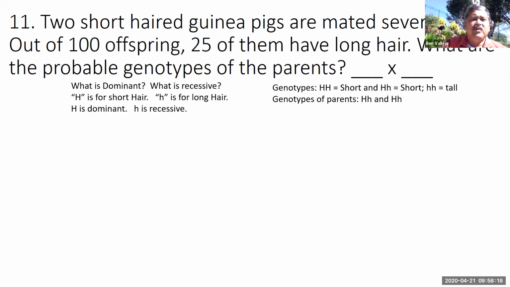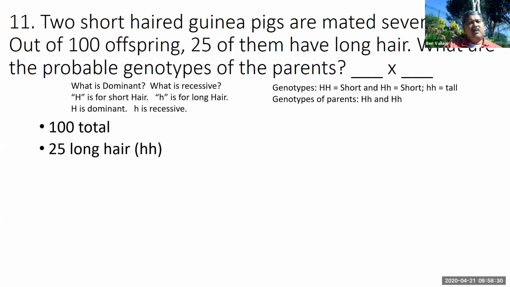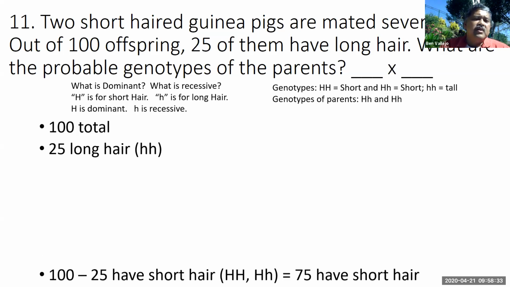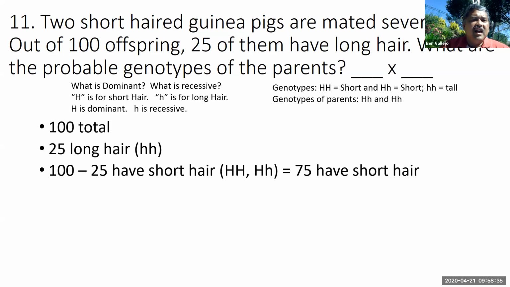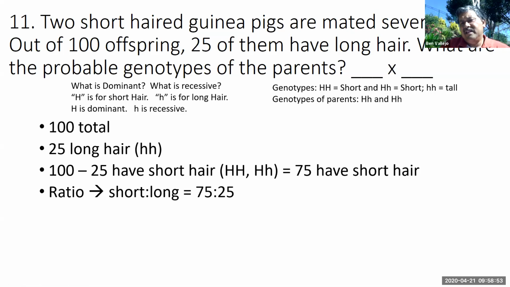Same designations as before for dominant recessive. Also, we have 2 short-haired guinea pigs, so we know they have at least one big H. But there are 100 total. There's 25 long hair. That means there's a total of 75 that have short hair, because if 25 have long hair, 100 minus 25 have short hair. And so we don't know what the genotype is, but we know the phenotype, and 75 of them have short hair.